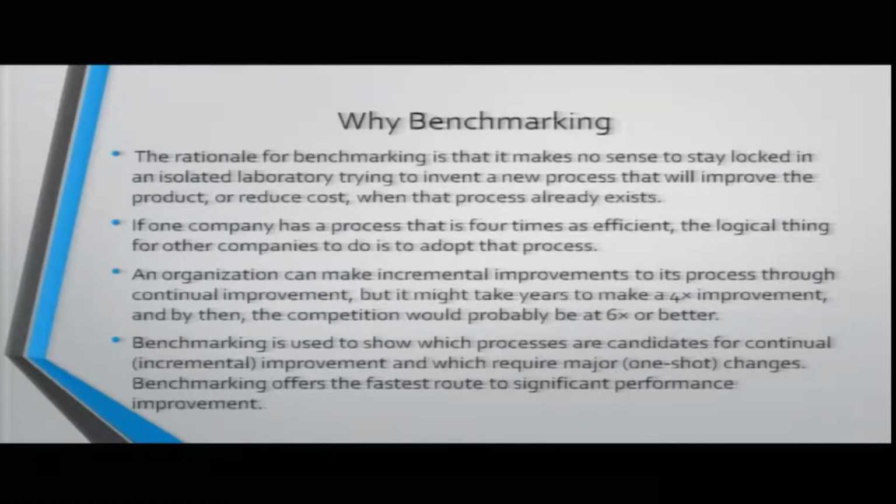An organization can make incremental improvements to its process through continual improvement, but it might take years to make a 4 times improvement, and by then the competitor would have basically already progressed 6 times or 10 times more than what the company has been able to achieve. Benchmarking is used to show which processes are candidates for continual improvements and which require major changes. Benchmarking offers the fastest route to significant performance increase and enhancement.